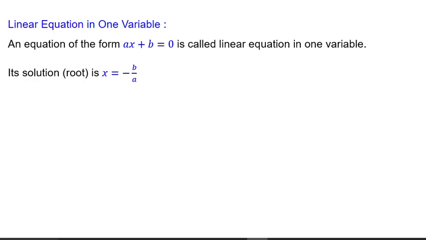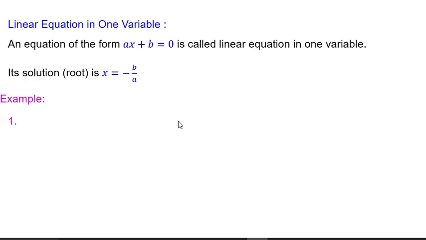Its solution, or we call it root, is x equal to minus b by a. I hope you all know what is root or solution. It is the value of x which satisfies ax plus b equal to 0. That means when I put the value of x and we get the answer as 0, then that value of x is called root or solution.